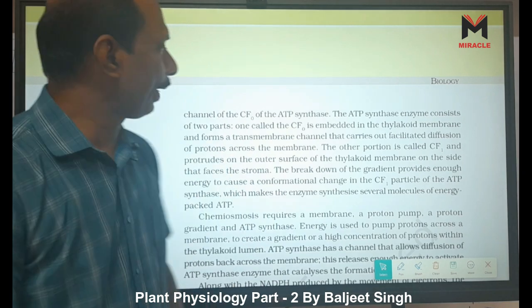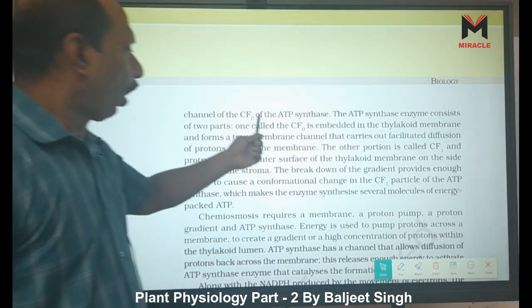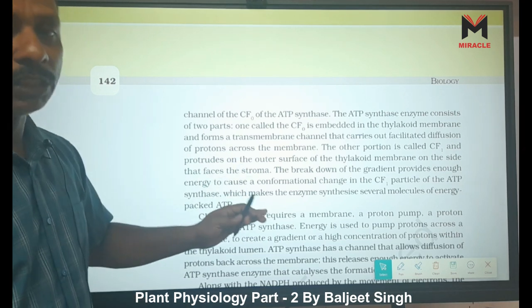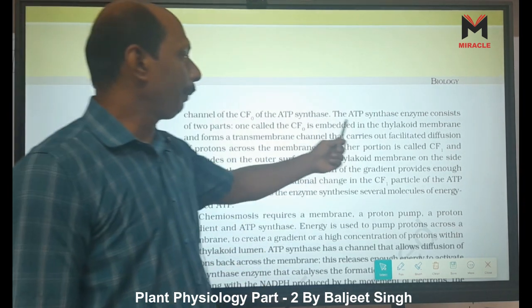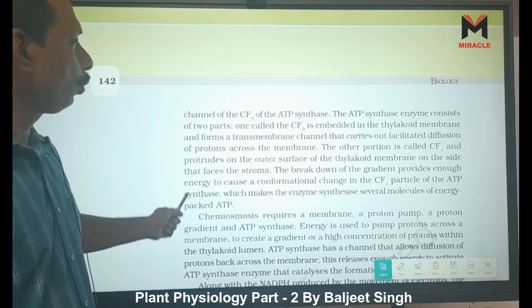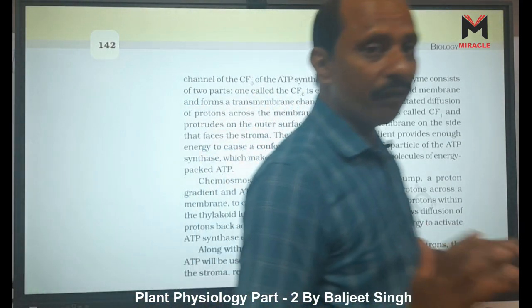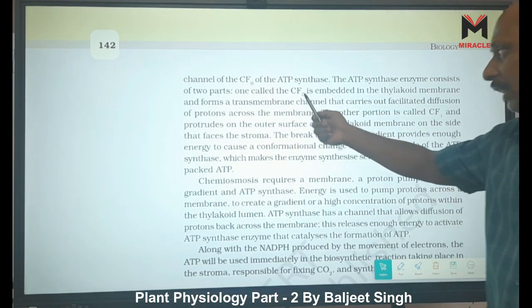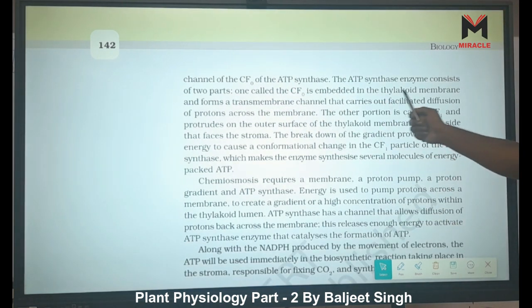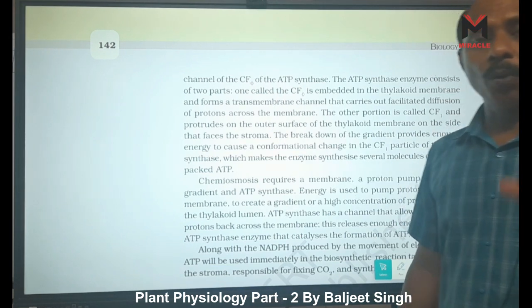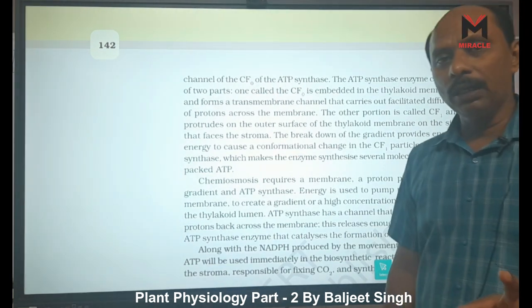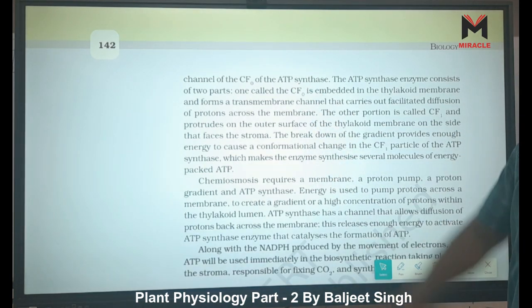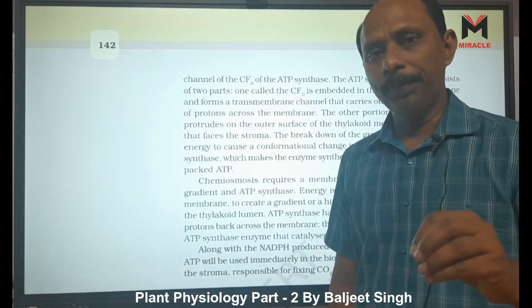CF0. CF0 means channel F0 protein of the ATP synthase. Synthase means it is an enzyme which is responsible for the formation of ATP. The ATP synthase enzyme consists of two parts. One is labeled CF0 and the other is CF1, right? CF0 is totally embedded in the thylakoid membrane. It is an intrinsic protein. Already we read in the plasma membrane that two types of proteins are there, intrinsic and extrinsic. So this one is an intrinsic protein which is totally embedded in the membrane, right?